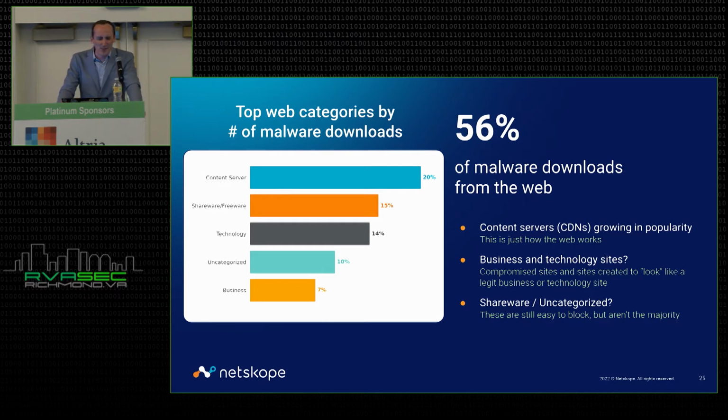And that's kind of the point here, is the conventional wisdom of block the bad stuff drove attackers to make sure they weren't going to the bad places, need to make sure they go to the more legitimate places where it's going to be harder for you to filter them away. And so content servers are the biggest block here, about a fifth of it. That's CDNs, all kinds of different CDNs. That's just how the web works, right? The web works that way for normal people doing benign things. The web works that way for attackers doing malicious things. Get the malware on those CDNs, it's going to be a little harder to filter out. The business and technology sites, two very distinct trends that we're seeing there.